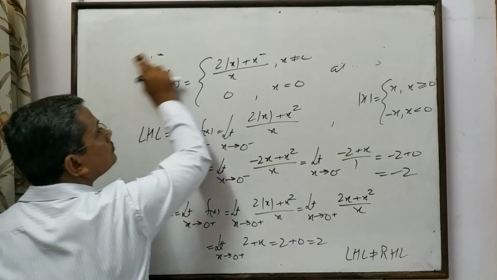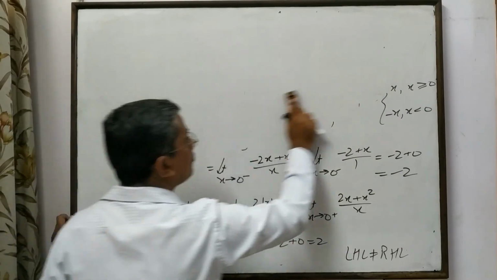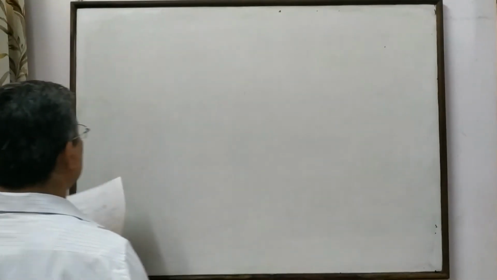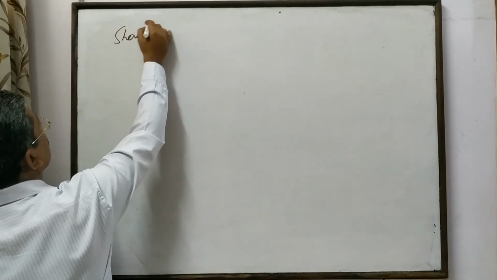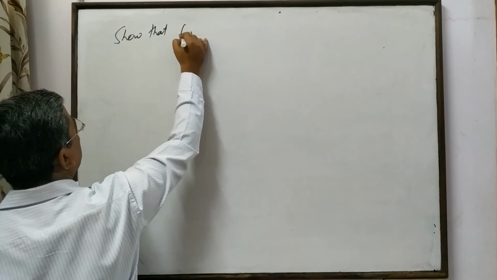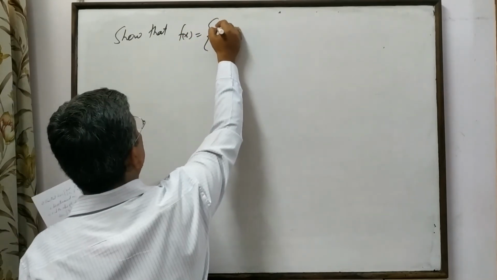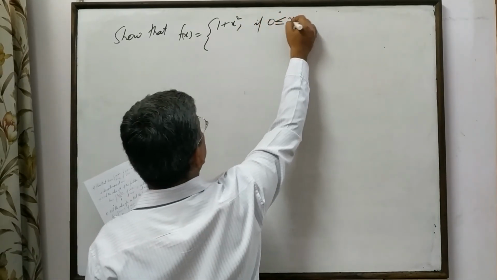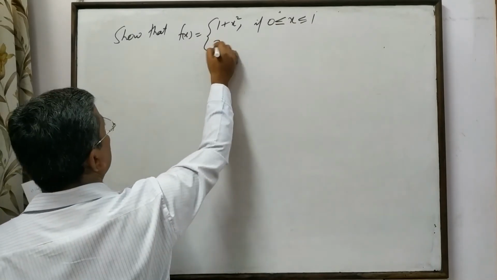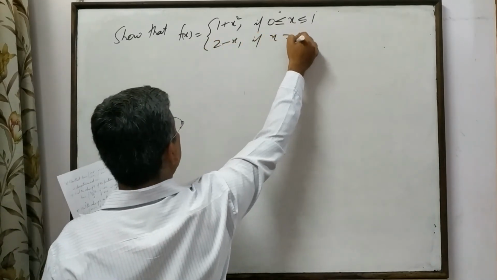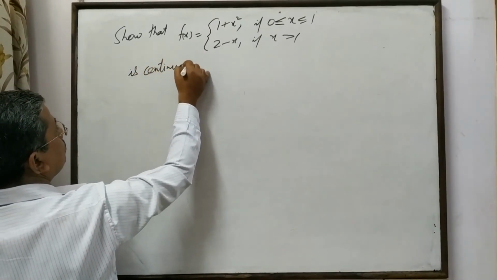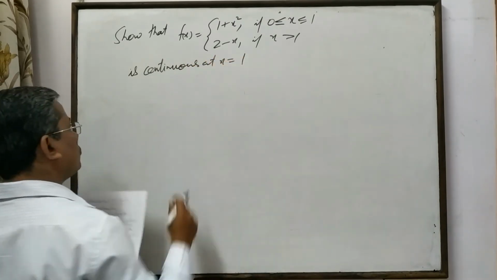Another question. Show that f of x is equal to 1 plus x square if 0 is less than or equal to x is less than or equal to 1, and 2 minus x if x is greater than 1, is discontinuous at x equal to 1.